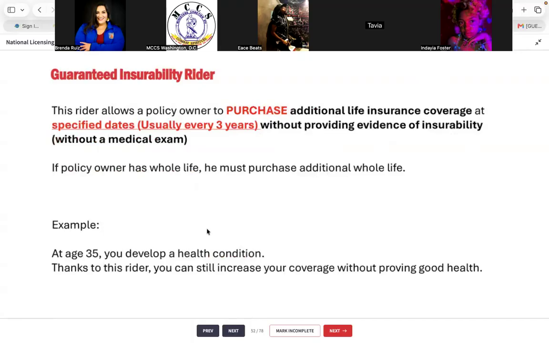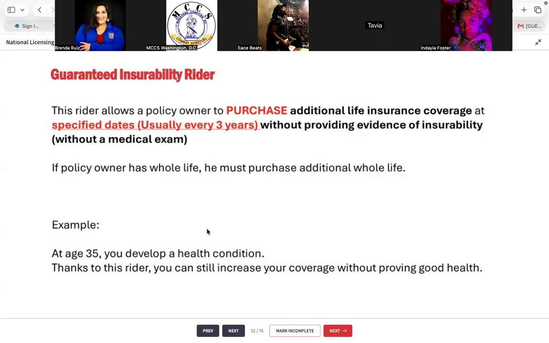The guaranteed insurability rider. This upgrade allows a policy owner to buy life insurance later on in life if they need it. So you can purchase more insurance later without having to prove that you're still healthy. You have to purchase the same kind of policy. So if you have a whole life policy and you want more insurance later down the road, you have to buy another whole life policy. You can buy another policy, but you may have to provide proof. With this, you don't have to provide proof.